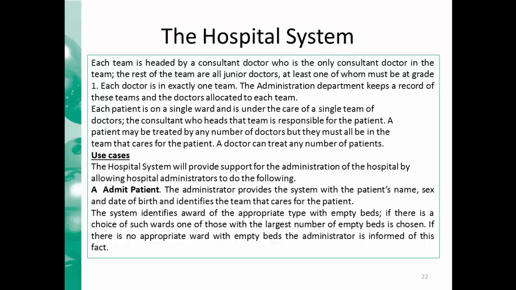Now, based on this information, the system will identify the right ward for this patient, because we have male and female wards, and we have wards that are full, so I have to look for a place for this patient. If there is a choice of such wards, one of those with the largest number of empty beds is chosen. So if you have two wards that the patient can go in, we choose the one that has fewer patients and more empty beds. If we can find the right ward for the patient, then we should be able to inform the administrator so they can take some action.